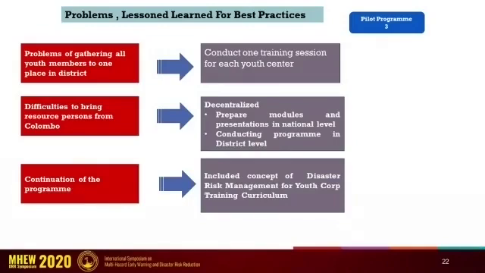And the continuation of this program. We saw some such problems, and for the second layer we plan to conduct one training session for each youth center. Another thing is decentralization. In the first stage, we conducted this program with all the resource persons and officials who went to the district from the national level. Then we plan to find the resources and everything from the district level.